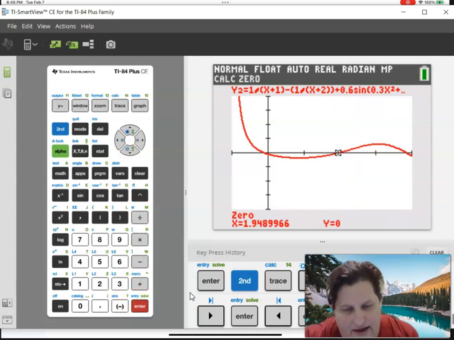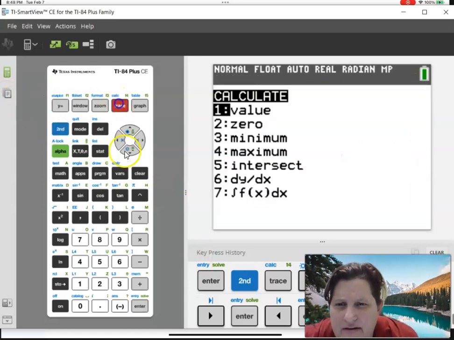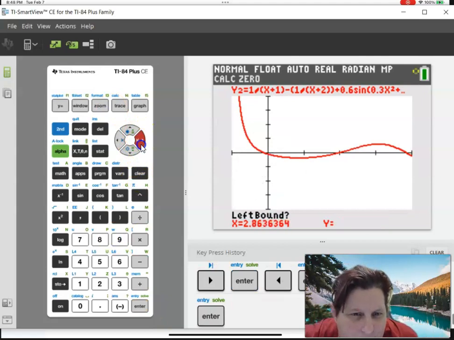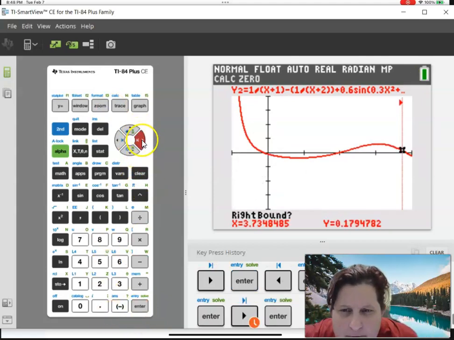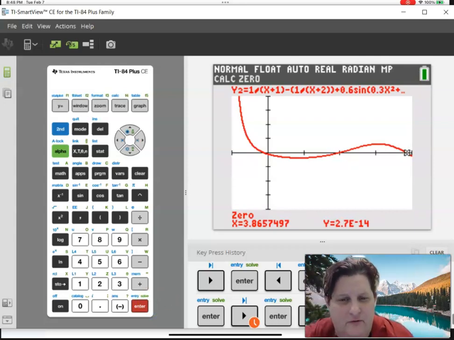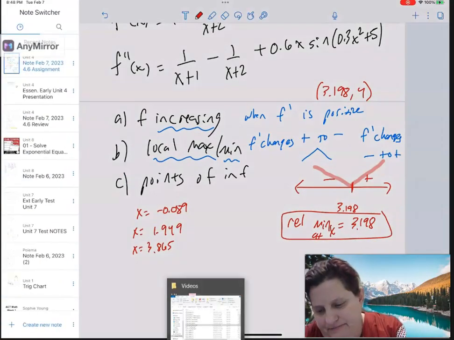Okay, here we go. And I got 1.949, I guess, if you round. And then calculate my last zero. All right? Little teeny tiny bad boy at the end there. Boom, boom, boom. Okay, and I got 3.865. Because it's where the second derivative equals 0 and changes sign. So those were my points of inflection. All right?